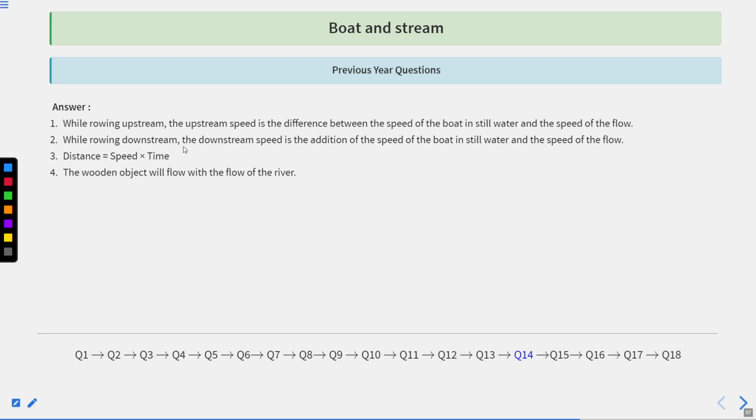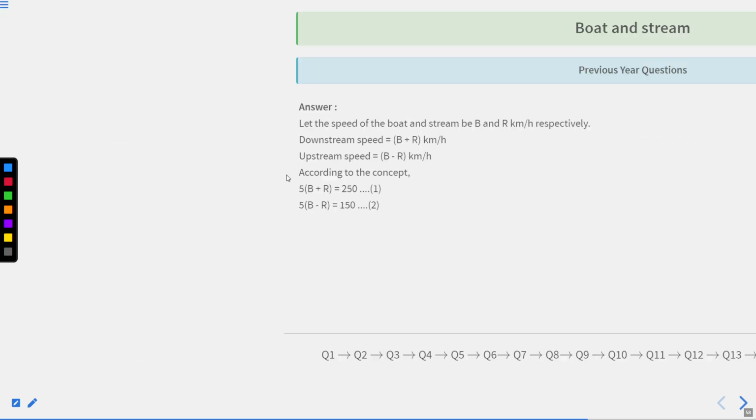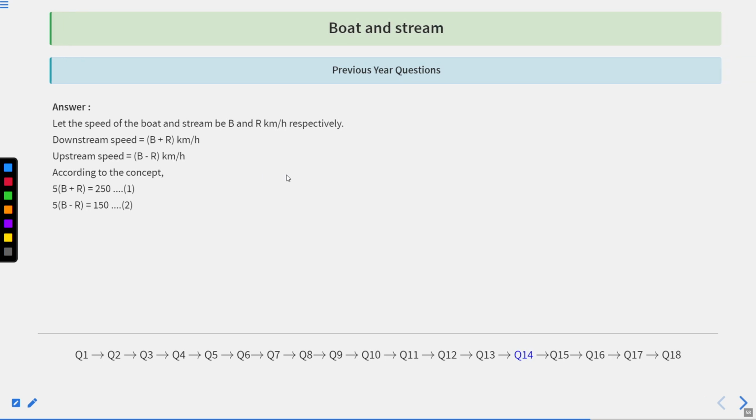And while rowing downstream, the downstream speed is the addition of the speed of the boat in still water and the speed of the flow. So distance equals speed times time. The wooden object will flow with the flow of the river. So these are the four key points, and let us now move to the solution part.